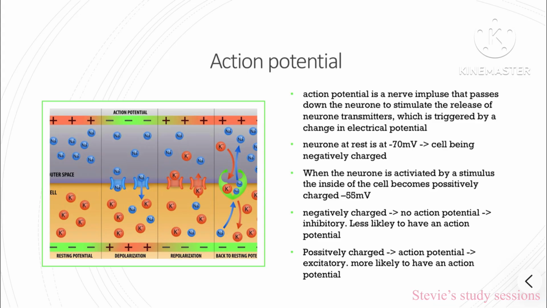A neuron is at rest at minus 70 volts, which leads to a cell being negatively charged. When a neuron is activated by a stimulus inside the cell, it becomes positively charged, which is at minus 55 volts. Negatively charged means there's less potential for an action potential, which is an inhibitory state. Positively charged means that there's more chance for an action potential, which is an excitatory state.